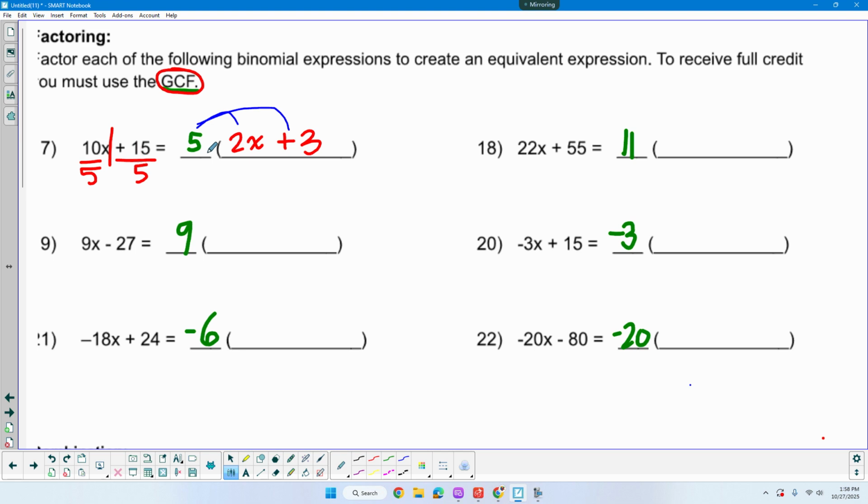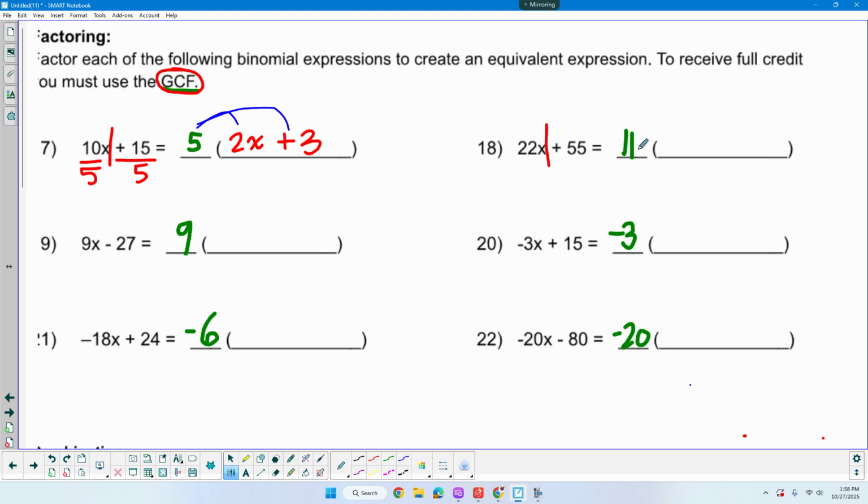So I'm thinking, what number do I have to multiply by 5 to get 10x? Well, it's 2x. 5 times 2x is 10x. What would I have to multiply by 5 to get 15? 5 times 3 is 15. So the way that we get these terms on the inside easily is to chop it up and divide by that common factor. And in this case, we need the GCF.